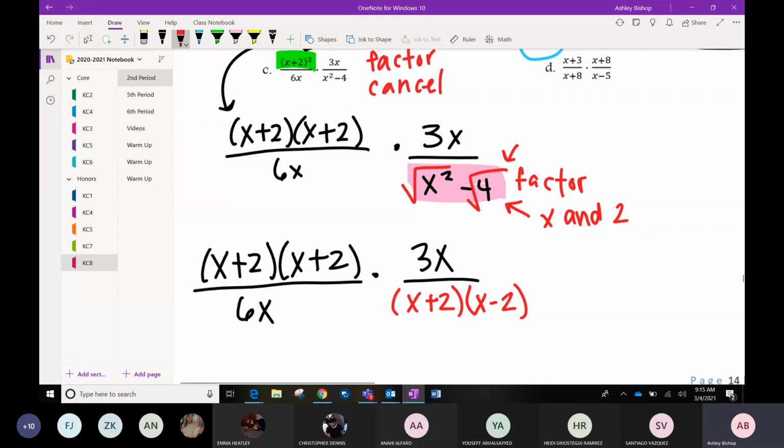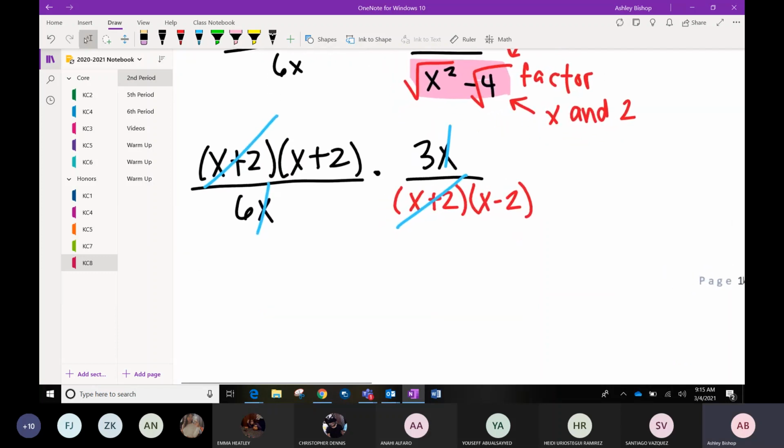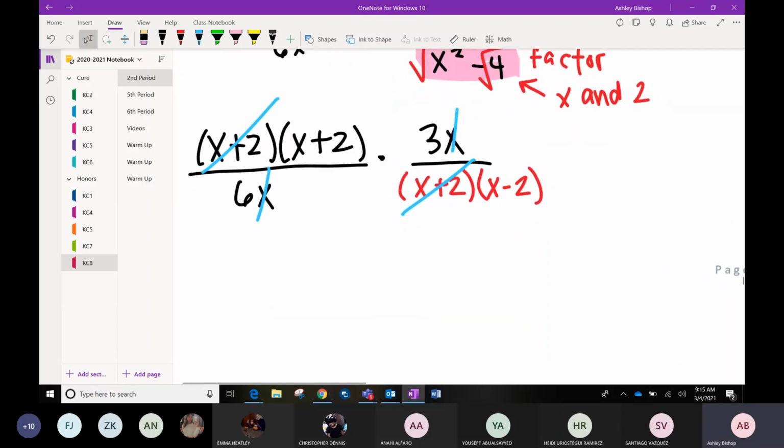Any questions so far? And now anything that will cancel, you are going to cancel. Alrighty, so one thing that I see that's going to cancel is a pair of x plus 2's. I have one on top and one on bottom. And then I have an x that will cancel on top and on bottom. And that's the only things that will cancel.